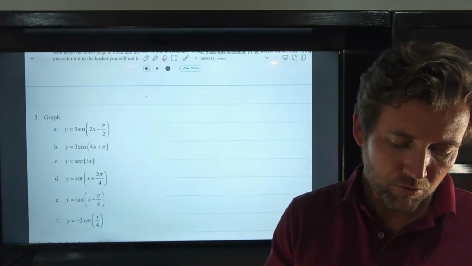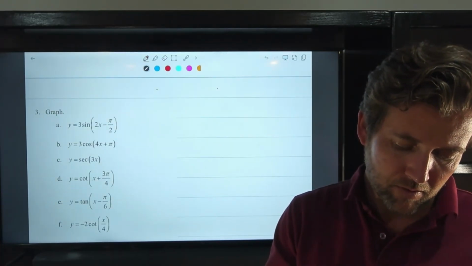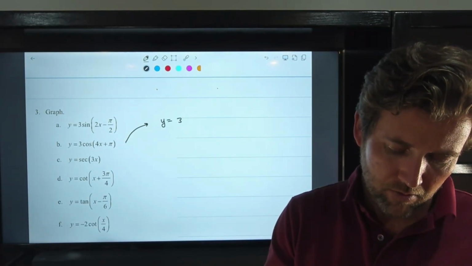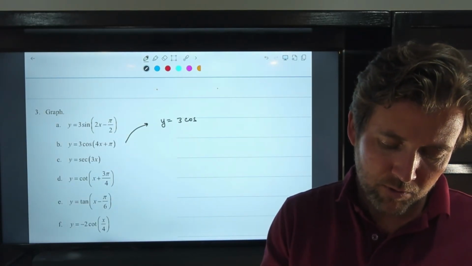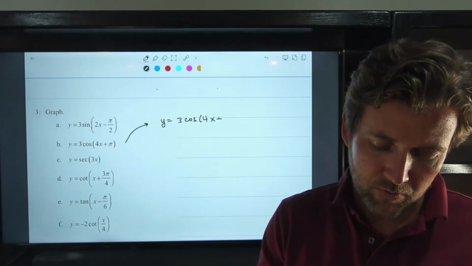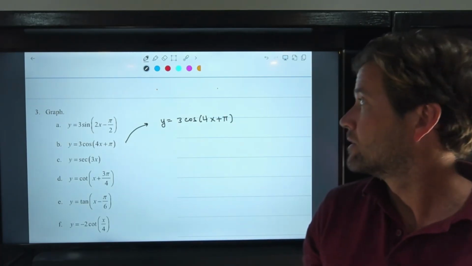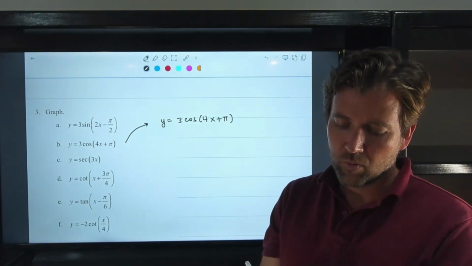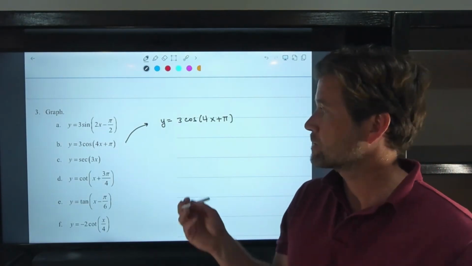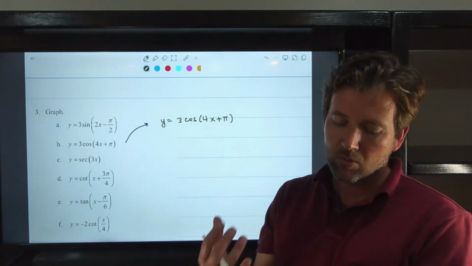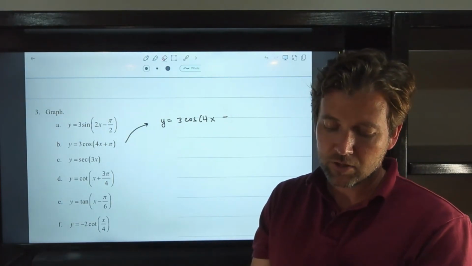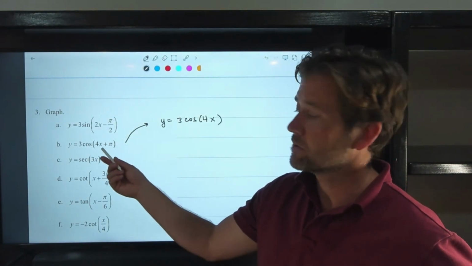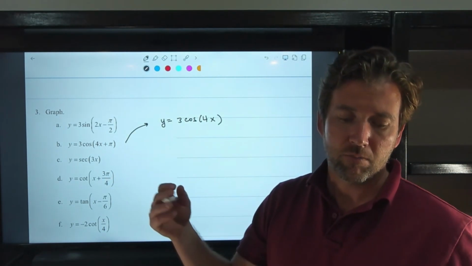Okay, 3b. Just like the previous problem, I'm going to do this 2 different ways. So we have 3 cosine of 4x plus pi. I'm going to graph the function with the change in the period, that 4x part, and the 3. I'm going to deal with the shift left and right in just a moment.